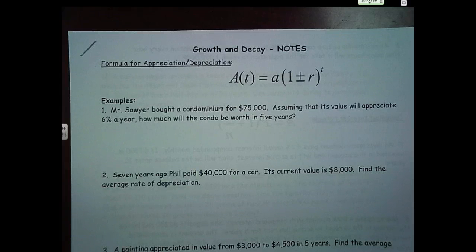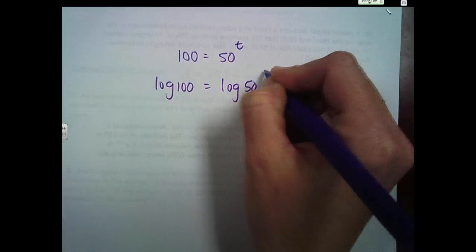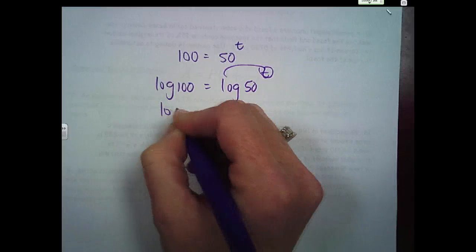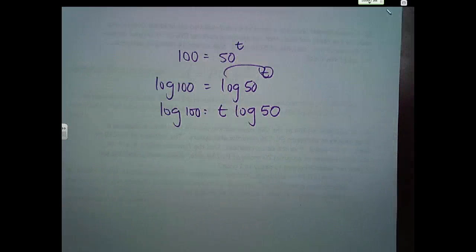So what I mean by that is this. Okay, we've done problems like this before where it would say something like 100 equals 50^t. Right? If you don't know the exponent, how do you find an exponent? What do you have to do to both sides? Log both sides. Right? It turns into log 100 equals log 50^t. The t gets pushed in front. Right? So this is what you have. And then to solve for t, you divide both sides by the log of 50, right?